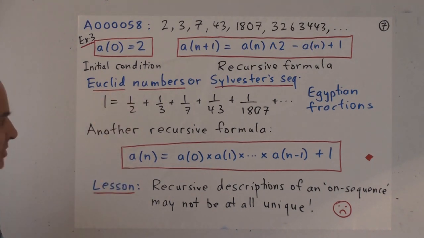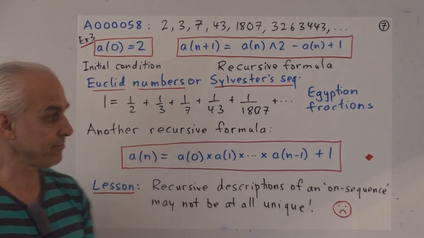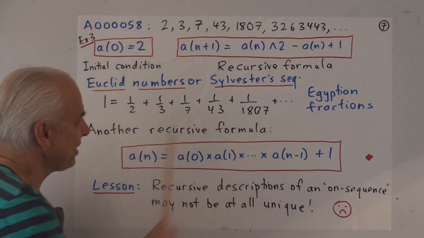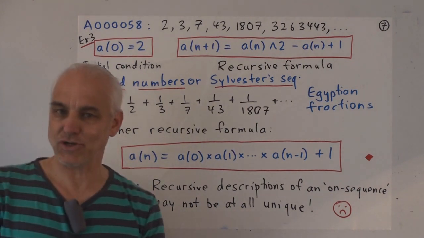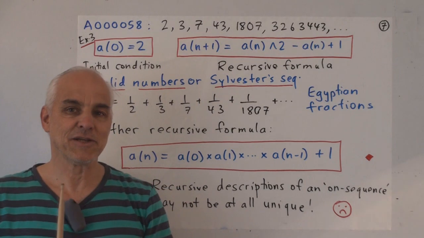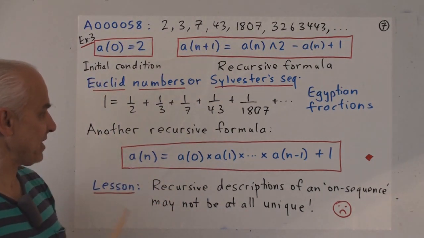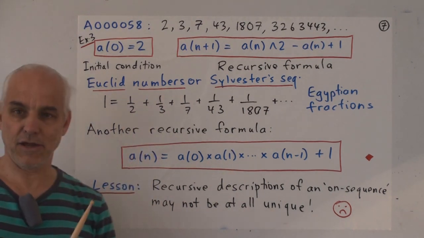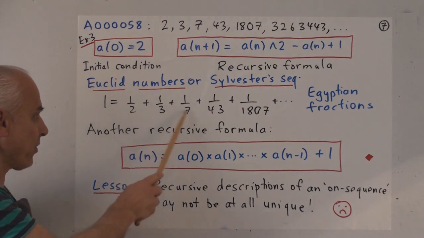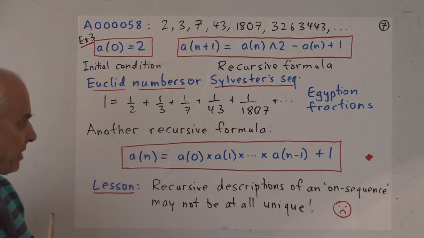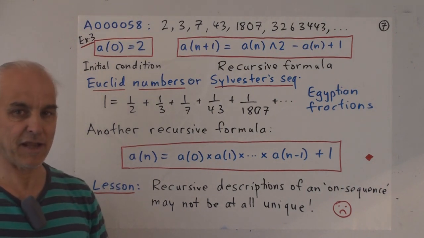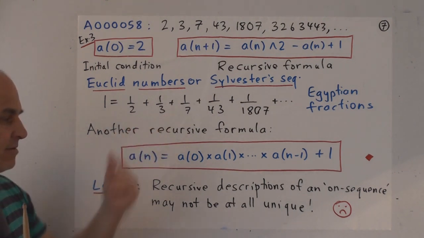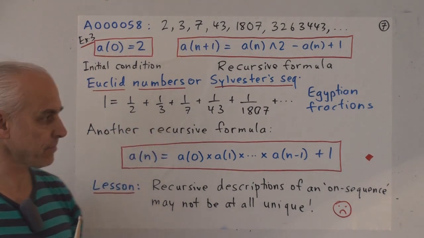These numbers are called Euclid numbers, or sometimes Sylvester's sequence. And they come up in a variety of ways. One very interesting way is the expression of 1 in terms of Egyptian fractions. So the Egyptians worked with fractions, but they were rather fussy about the kinds of fractions that they liked. They only liked fractions with 1 in the numerator. So 1/2, 1/3, 1/7, these were all fractions they were comfortable with, but something like 2/3 or 5/7 they didn't like. So the Egyptians tried to express numbers by writing them as sums of these simple Egyptian fractions.